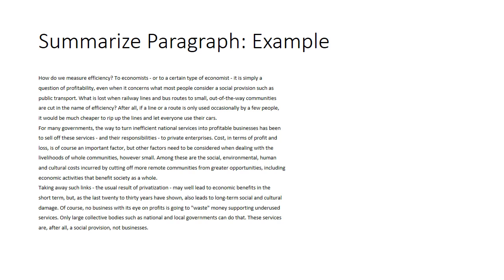And social services is not only about the short-term benefits, economic benefits, but also about the long-term consequences to the society. If you look at that, you can pause the video and try and take a look at the paragraph.